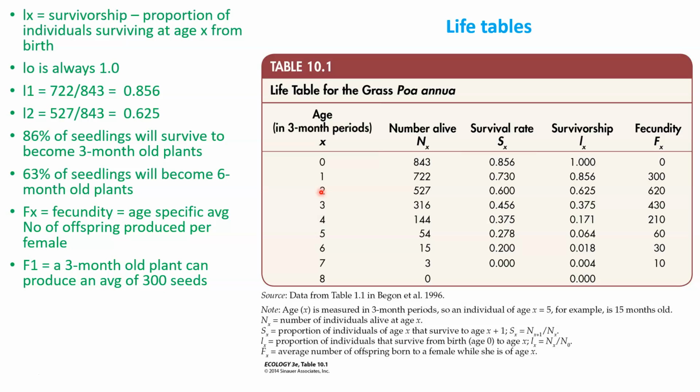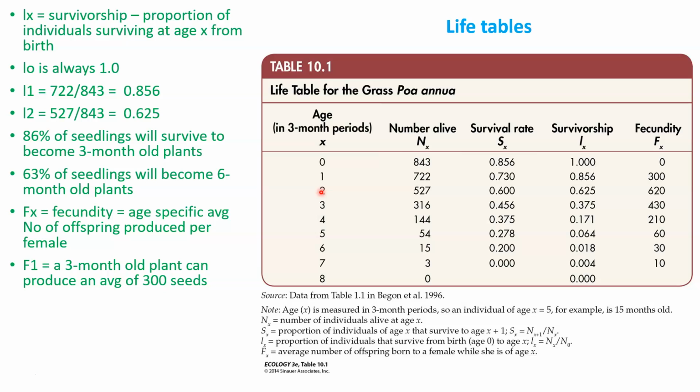What does that mean? Well, meaning that those plants, those tiny little seedlings coming out of the seed, have 0 fecundity. They cannot produce seeds, because you are looking at a baby plant. And then if you look at F1, which corresponds to 3-month old plants, what is their fecundity? 300. So a 3-month old plant can produce on average 300 seeds, right? For a plant, the babies are seeds.